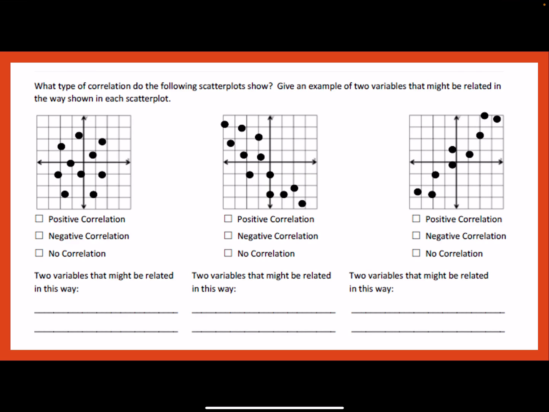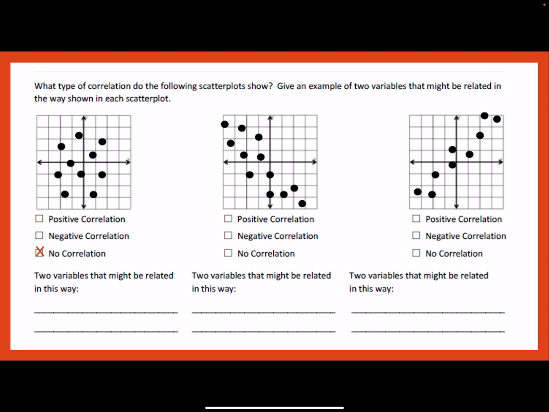Okay, our last slide here says, what type of correlation do the following scatter plots show? Give an example of two variables that might be related in the way shown in each scatter plot. Okay, starting at the one on the left, you can notice all the points there are scattered about the coordinate plane. They're in all different coordinates. Some are even on an axis. Is there any type of correlation you see occurring in this first graph? No, no correlation. They're all over the place.